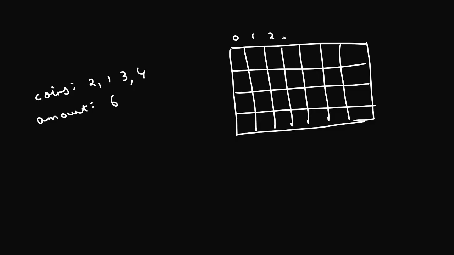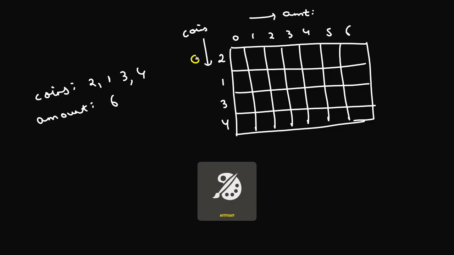0, 1, 2, 3, 4, 5, 6. This is for the amount that I'm trying to make. And this is corresponding to the coins that I have. The coins that I'm having are 2, 1, 3, and 4. Don't confuse these values with the indices. These are not the indices. The indices are 0, 1, 2, and 3.